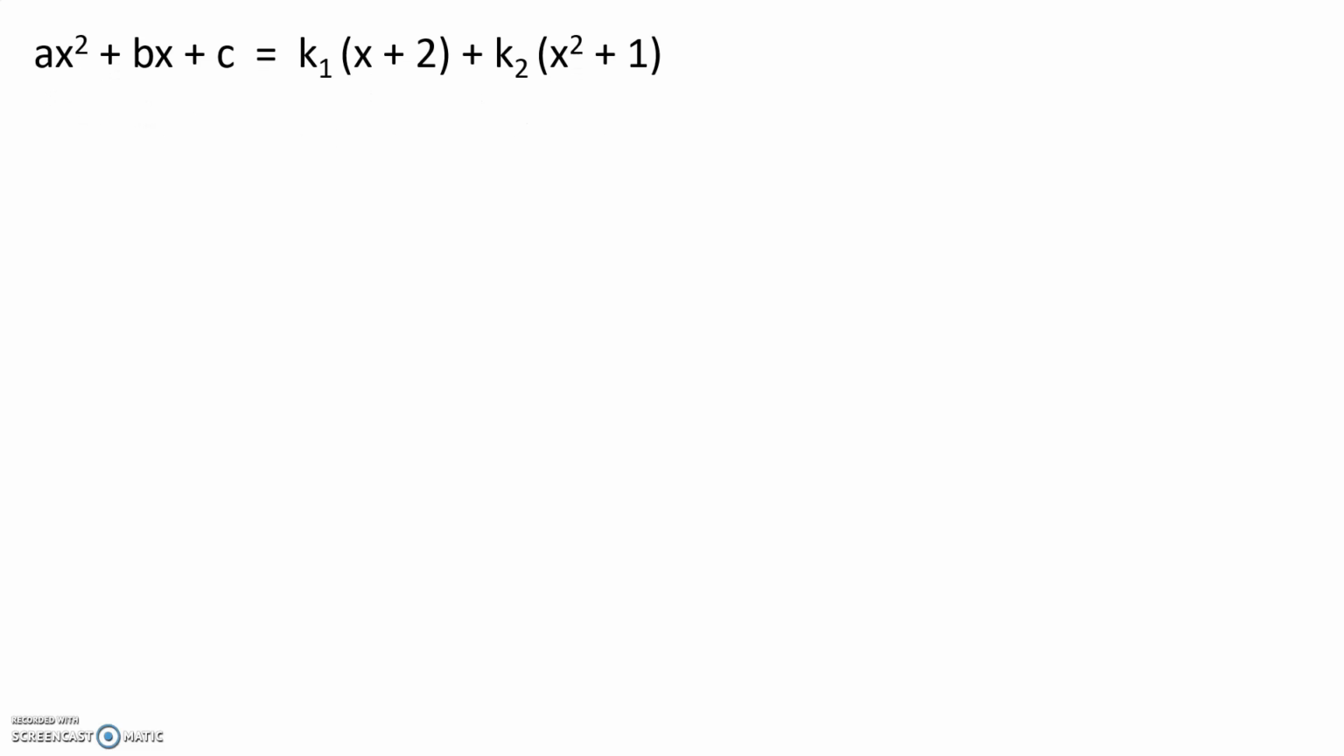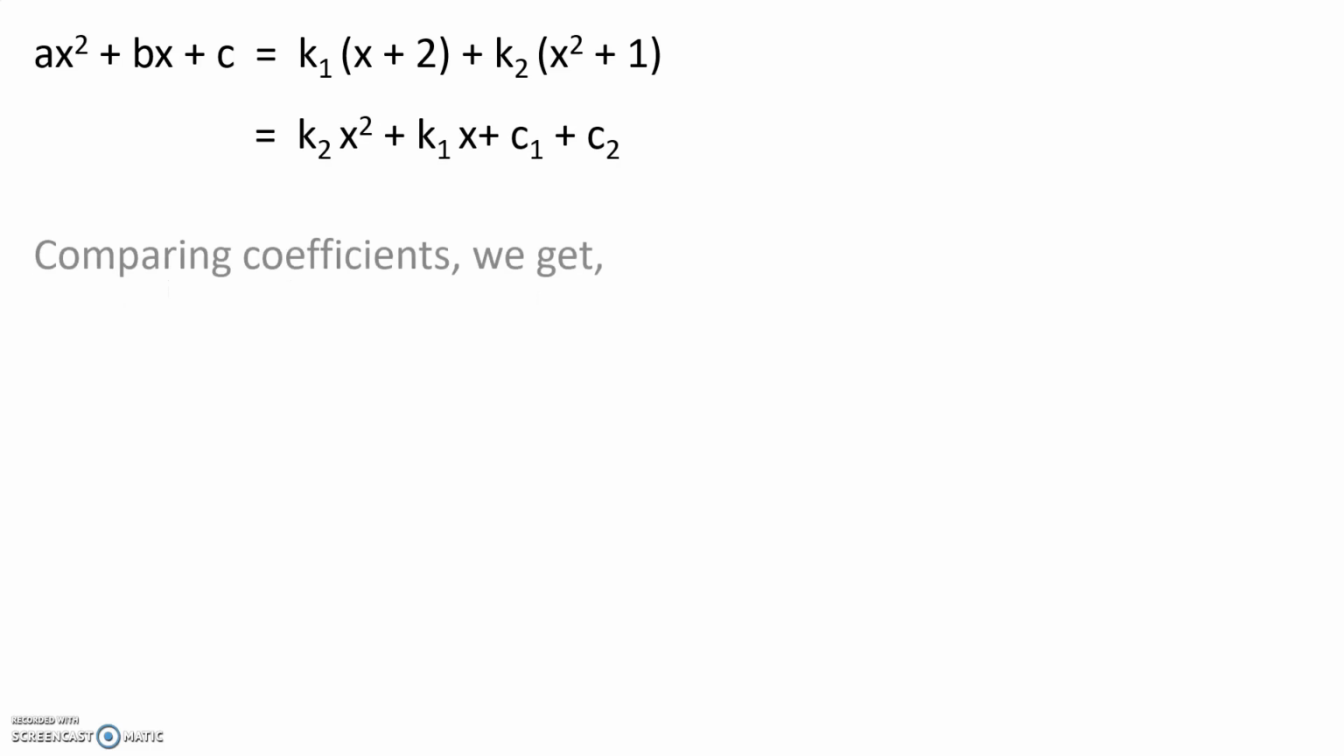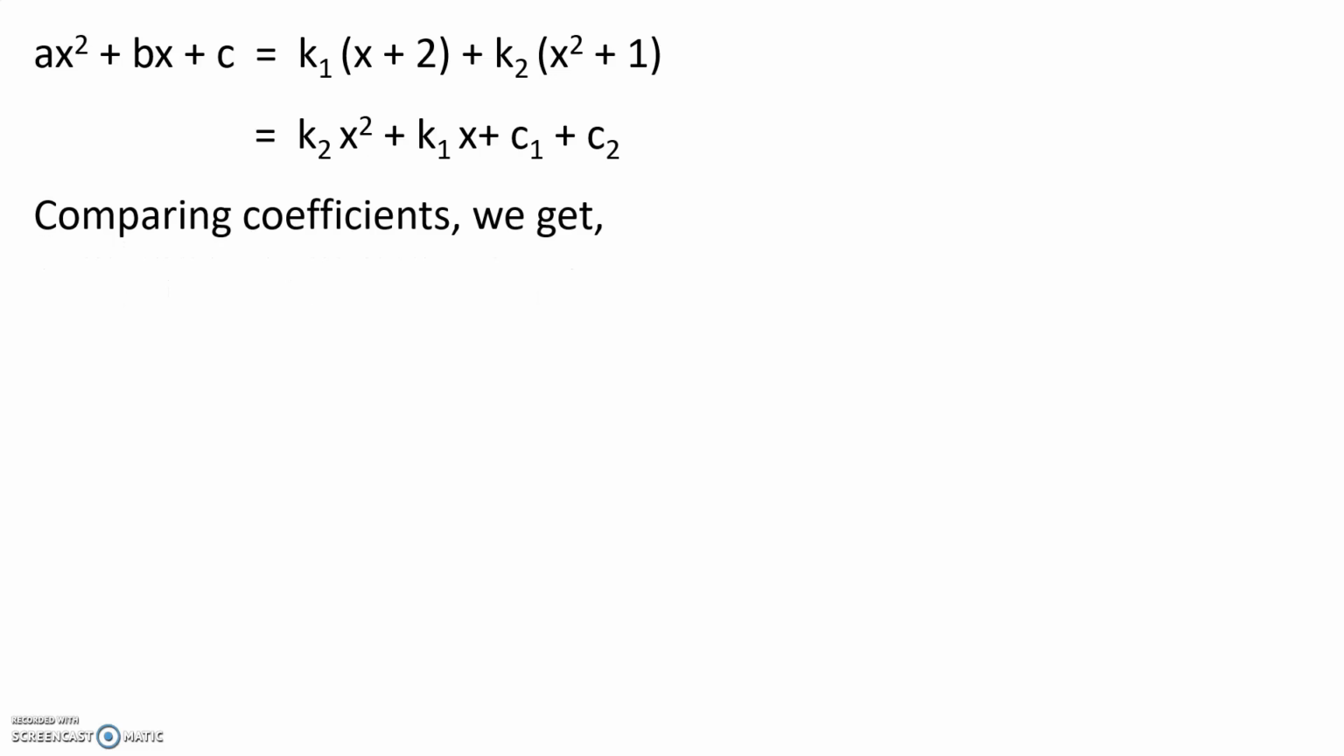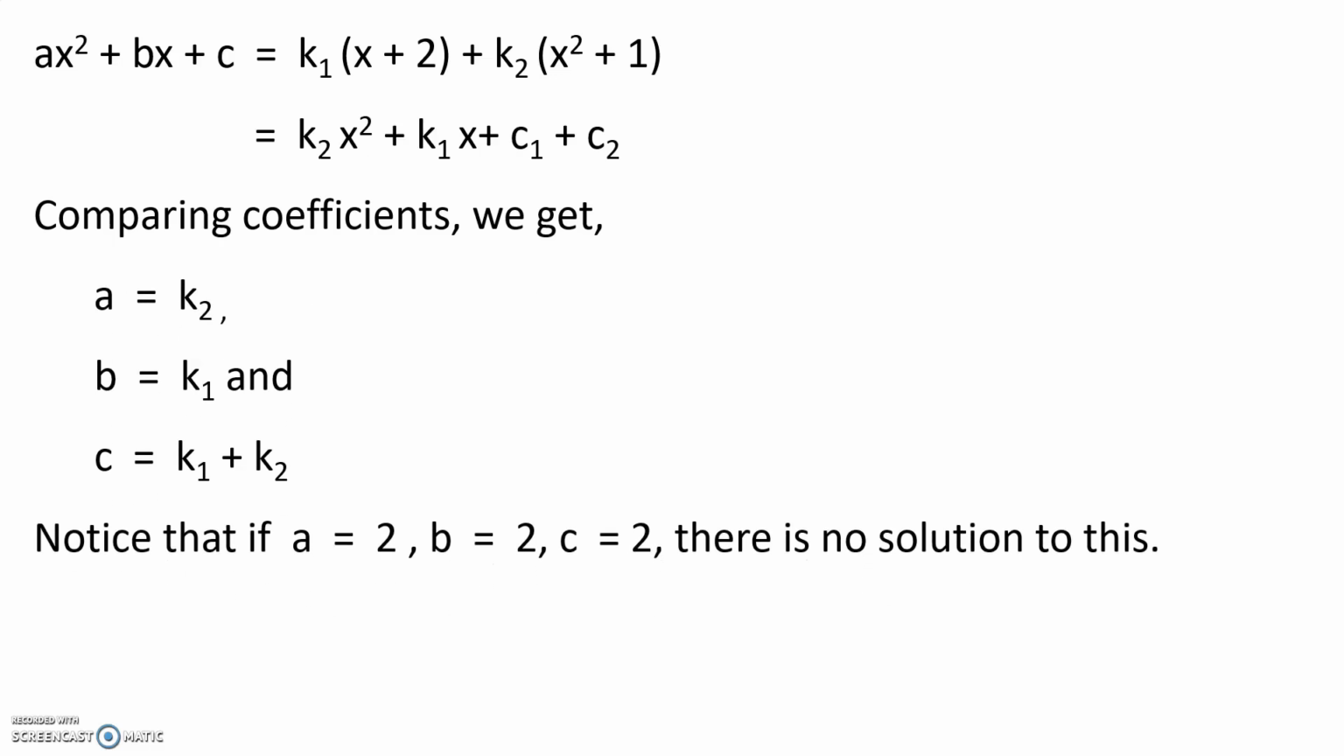Substitute the values of v1 and v2 in the equation. We get ax square plus bx plus c is equal to k1 into x plus 2 plus k2 into x square plus 1. After simplification, we will get ax square plus bx plus c is equal to k2 x square plus k1 x plus 2k1 plus k2. Comparing coefficients of constant, x and x square on both sides, we will get a is equal to k2, b is equal to k1 and c is equal to 2k1 plus k2. Notice that if a is equal to 2, b is equal to 2 and c is equal to 2, there is no solution to these equations and hence S does not span P2.